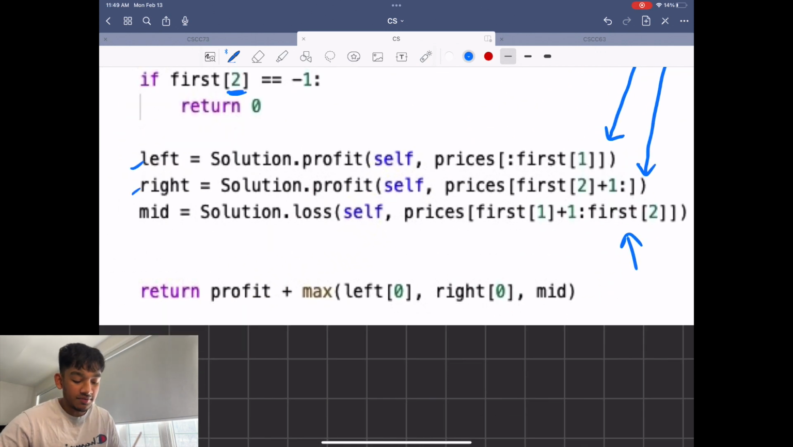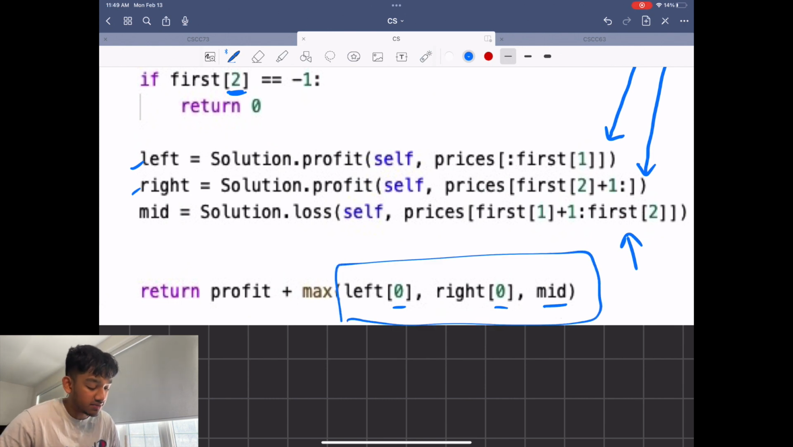And I can extract the profit of the left and right by taking that first index of each array, and I have that mid loss that we have. So if I do profit plus the max of these 3 values, I should get the right answer.